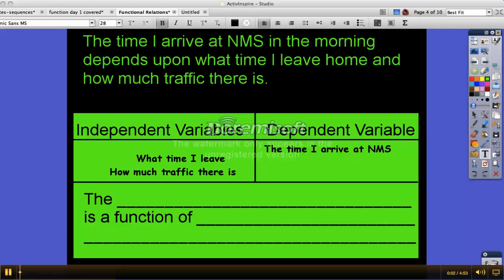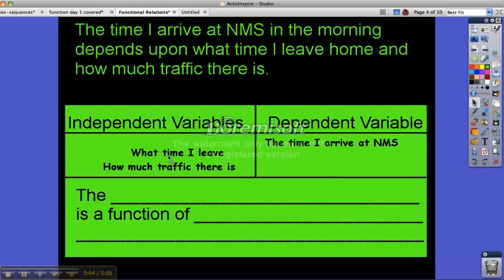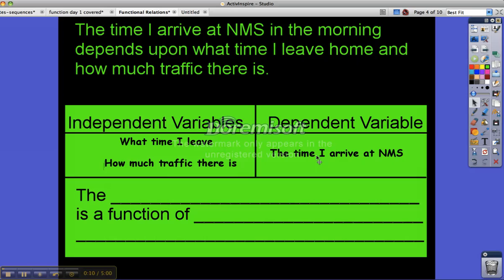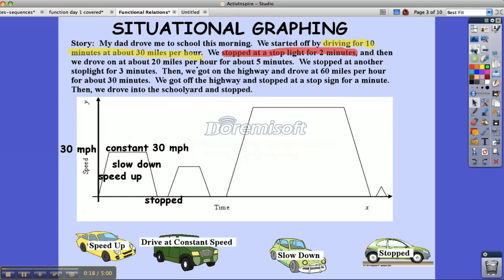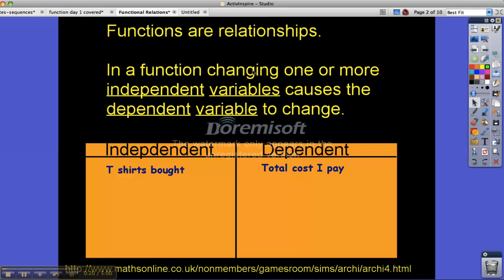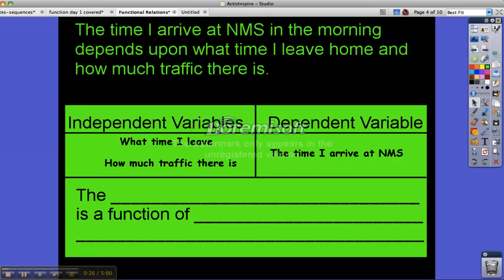Yay! So, as you see here, I said my independent variables were what time I leave and how much traffic there is, and the dependent variable is the time I arrived at NMS. So notice that how much traffic there is, I'm listing as independent. I don't get to pick how much traffic there is, but if we look back to what we said their definition was, in a function, changing one or more independent variables causes the dependent variable to change. So changing how much traffic there is definitely changes the time I arrive at NMS.